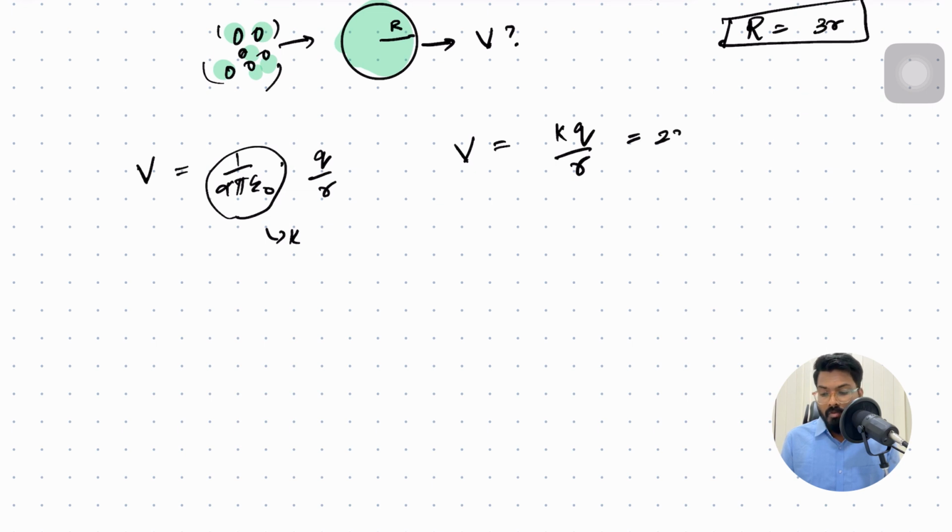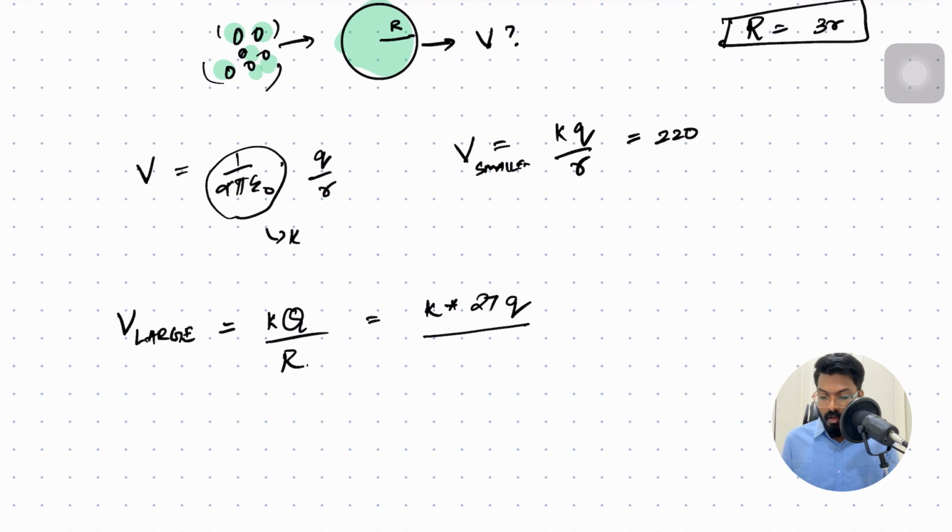This already equals 220. Now the potential of the larger one, now let's say this is the smaller droplets, the larger one equals KQ by R, which is K into 27 times the original charge by, and this R is 3R, which is, we will get 9 into KQ by R, or 9 into 220 volts, which equals 1980 volts.